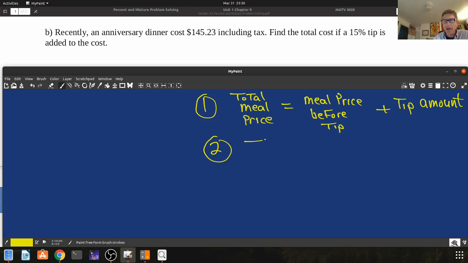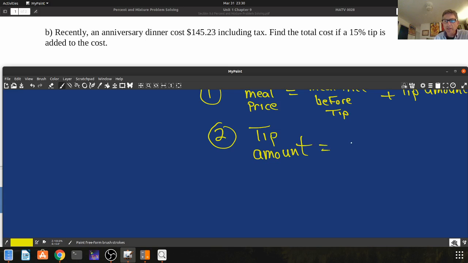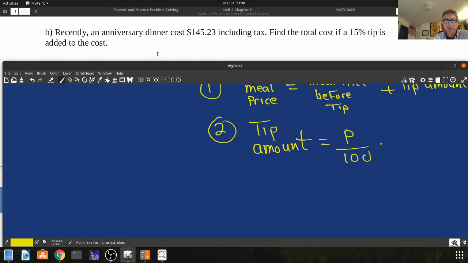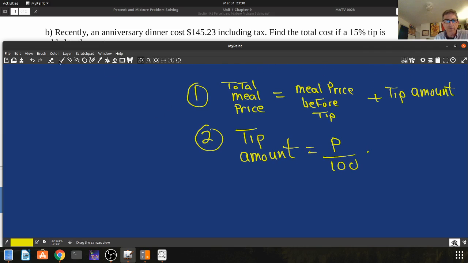But what is the tip amount? Well, that's what we have to figure out, but it's not really difficult at all. The tip amount is equal to P over 100 times the meal price before tip. So if an anniversary dinner cost $145.23 including tax, that's the meal price before your tip.